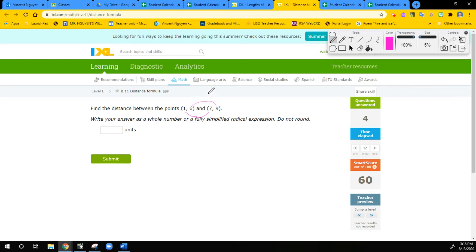So from 6 to 9 is 3 units and then we square it, right? And then we get 9. 3 squared is 9. And then from 1 to 7, that's 6 units. And then we square that. That will give us 36. Okay? And then we do what? Square root of 9 plus 36, or 36 plus 9. It doesn't matter which one, because you're adding them together. It doesn't matter which one comes first.